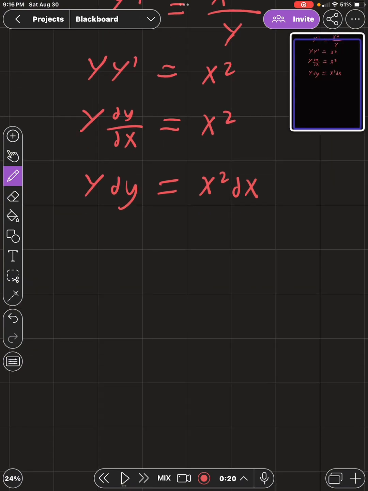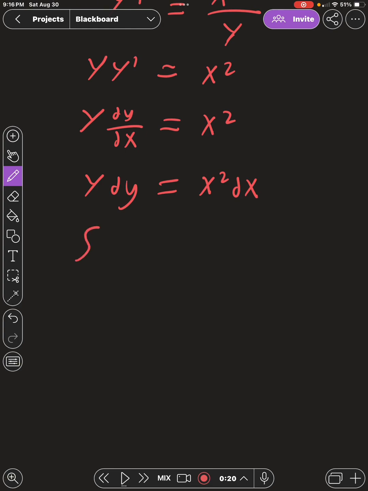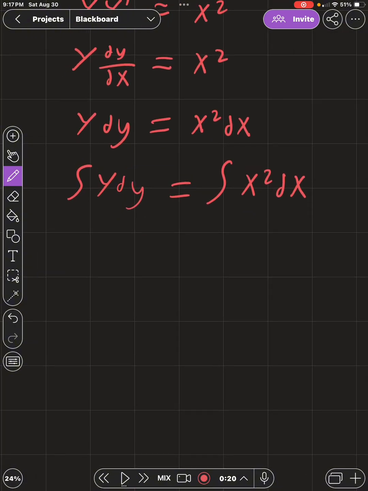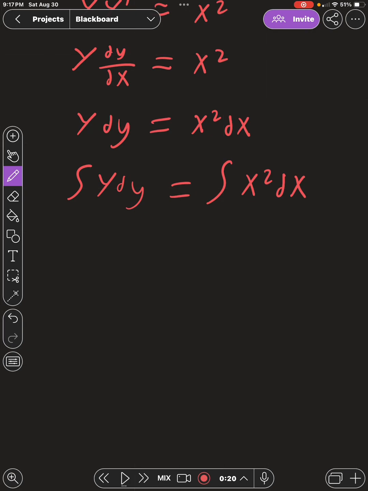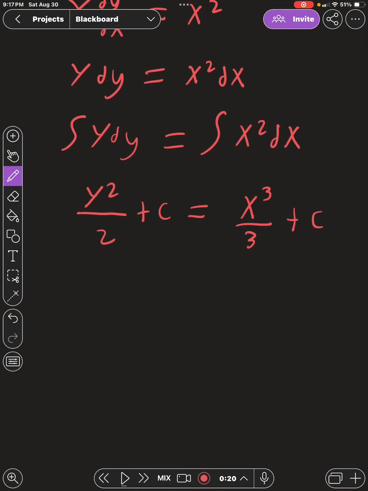And we're almost there. All we need to do is integrate both sides. So if we integrate y dy equal to the integral of x squared dx, these are pretty simple integrals. We just get y squared over 2 plus some constant is equal to x cubed over 3, also plus some constant. Now, these are different constants, but we can basically just combine the constants, because at the end of the equation here, we don't really care what the constant is. And you'll see what I mean at the end here. So we can just combine these.